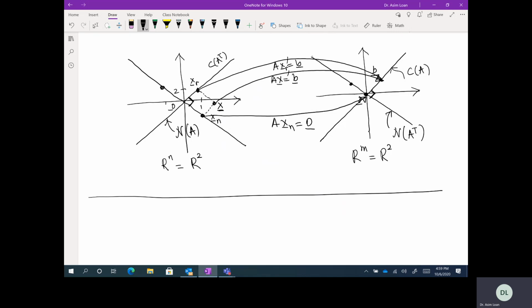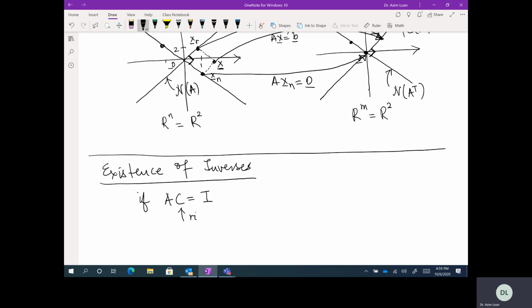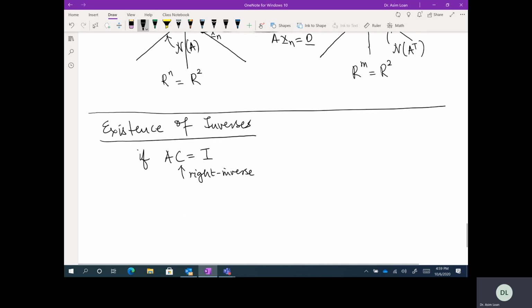So the last topic in today's lecture is on existence of inverses. If AC equals I, this means C is the right inverse. And with the right inverse, an inverse exists only when the rank is as large as possible.